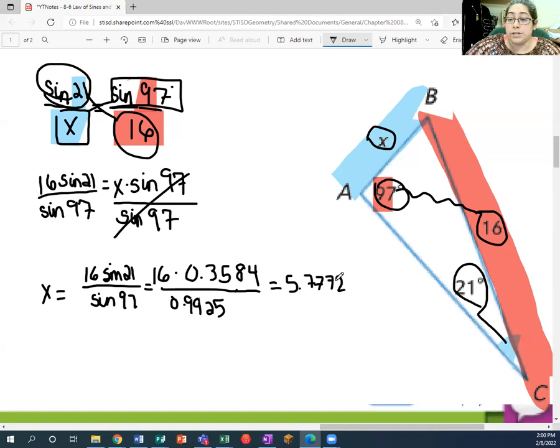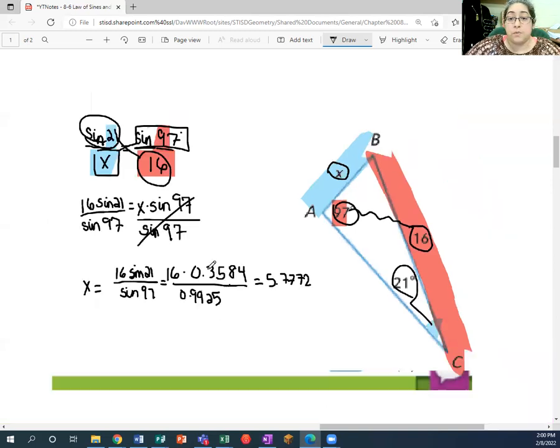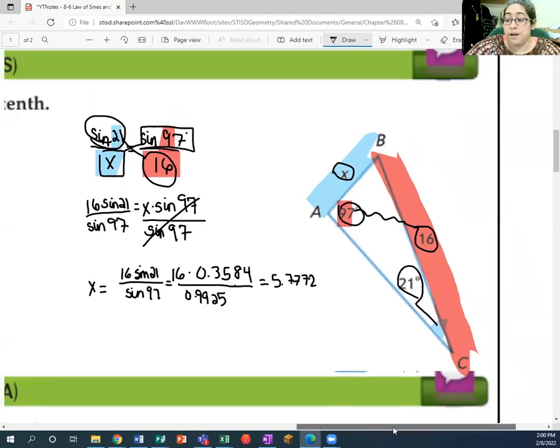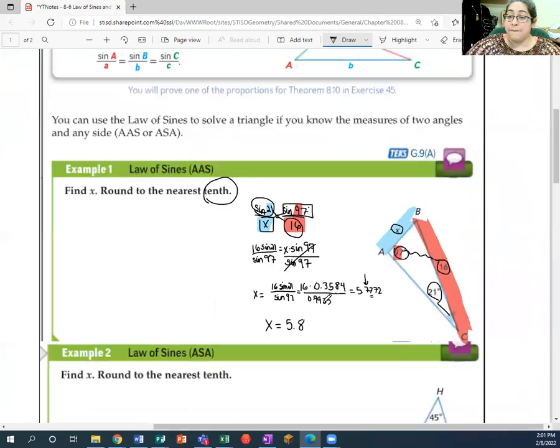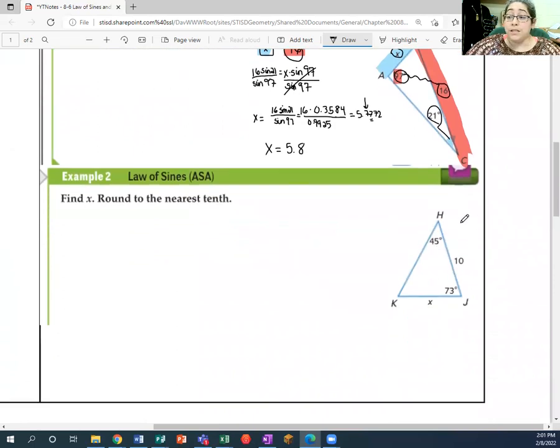Now, I do need to check what precision this wanted at the end. So I'm going to zoom out a little bit, and it wants the nearest 10th. So I need to round this to this decimal place. The number behind it is definitely bigger than 4, and so x is going to be 5.8. All right, we can do that same thing here.